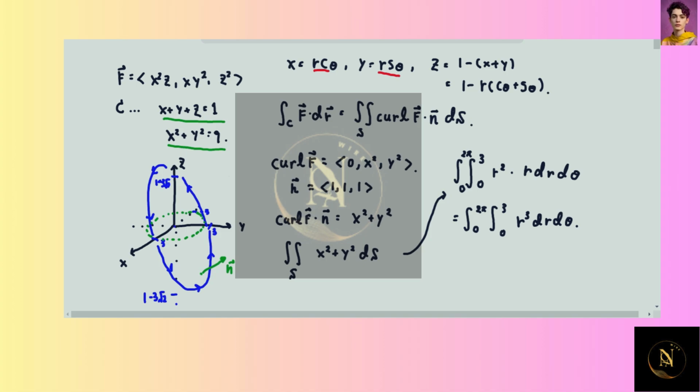It'll simply be 2 pi times 3 to the 4th power divided by 4, and that simplifies to 81 pi divided by 2. And that answers the whole question of this problem.